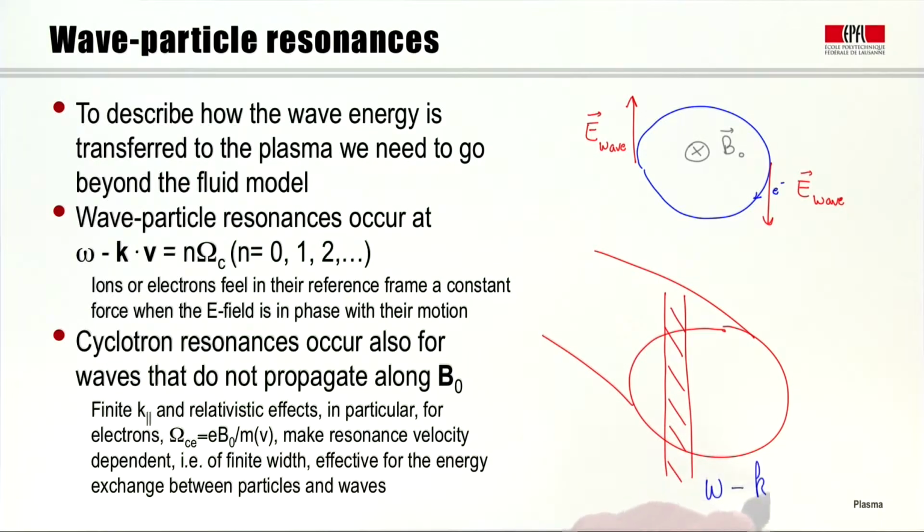I have the resonance corresponding to the cyclotron frequency being equal to the frequency of the wave as seen by my particle, corresponding to a particular layer. Let's color this layer in a different color here. So it is important to say also that this layer is not infinitely narrow because of two reasons.